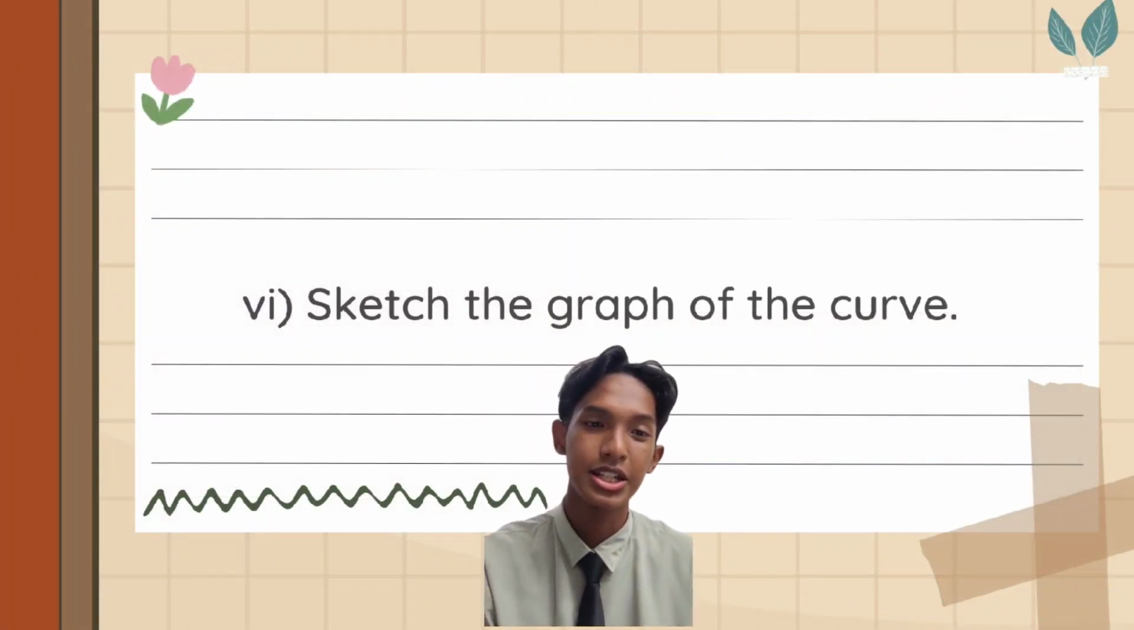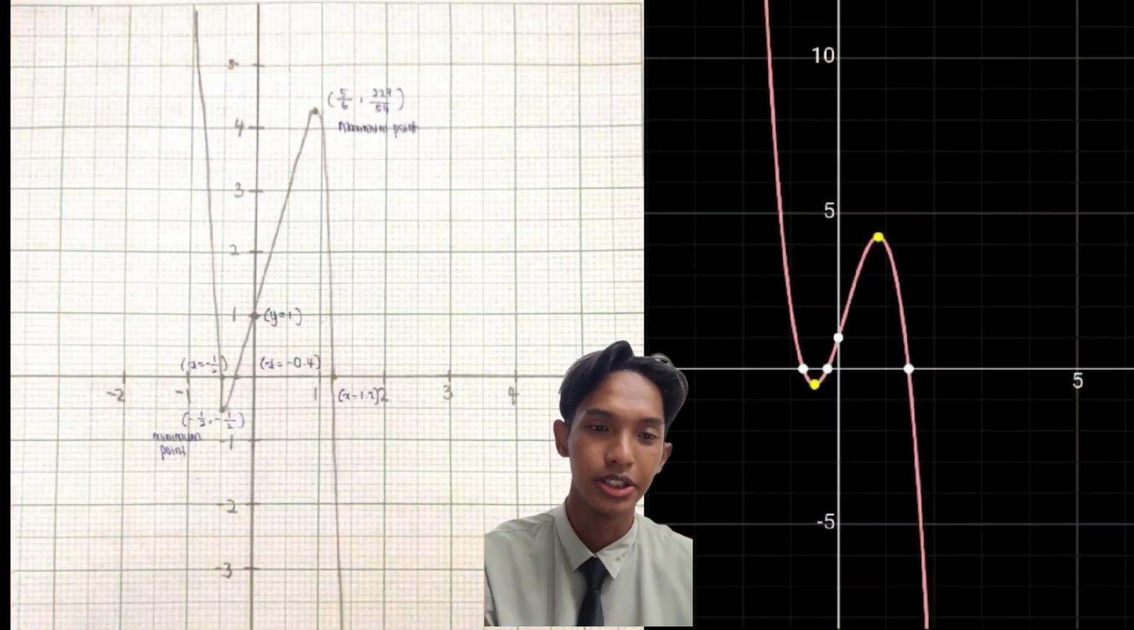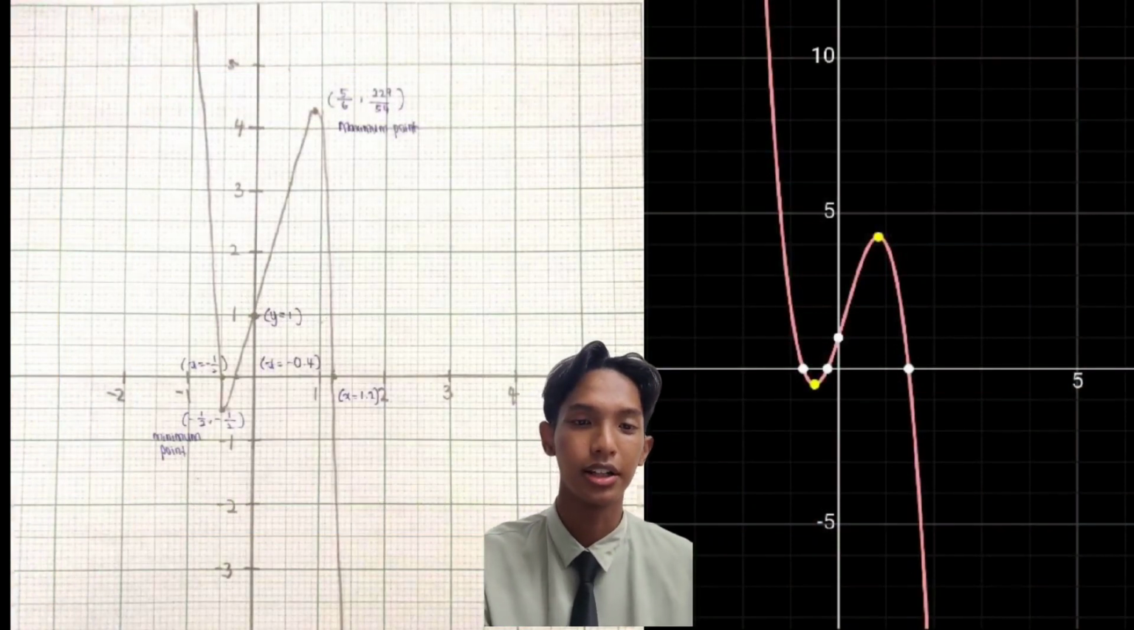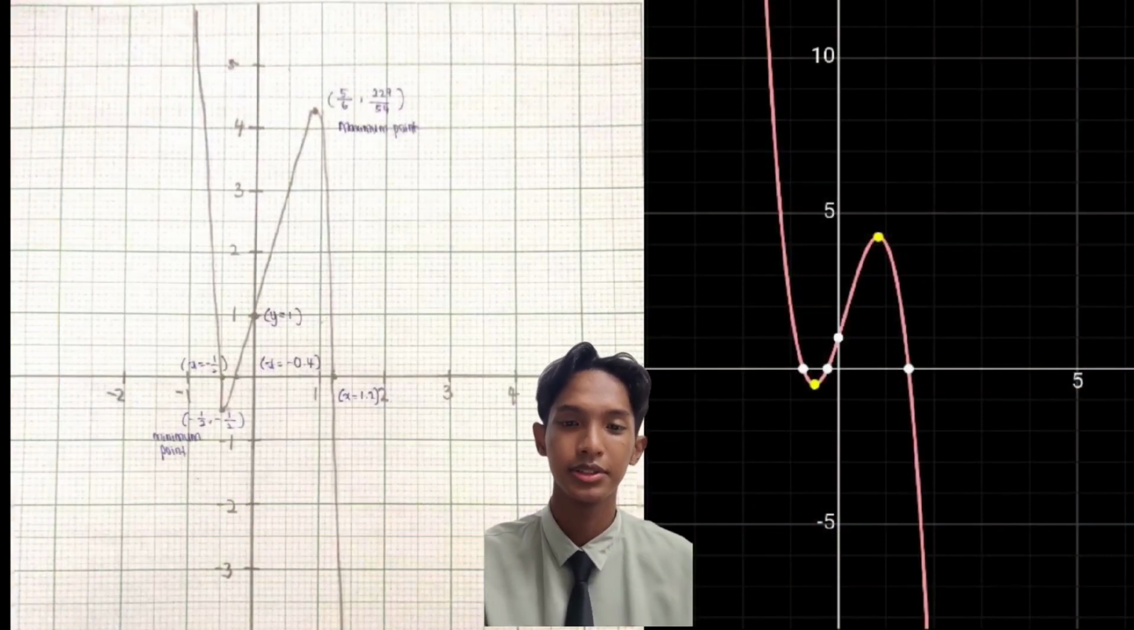Last question is sketch the graph of the curve. Since we have the minimum and maximum point, x-intercept and y-intercept, so this is our graph. We have two same graphs. One is a handwritten graph and the other one is a digital graph.